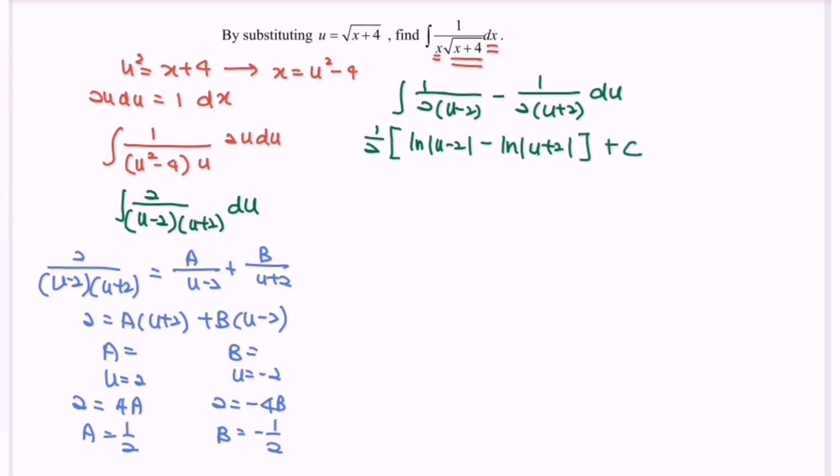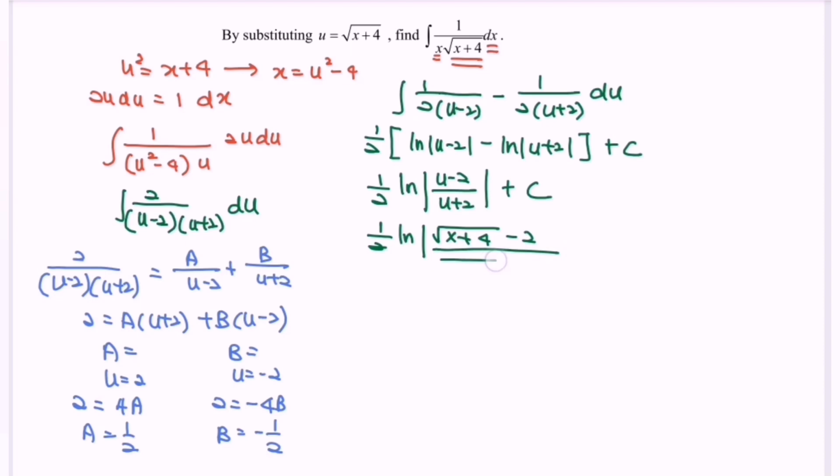Then combine the situation. So we have 1 over 2 ln bracket u minus 2 over u plus 2. Then do remember, substitute the u. So 1 over 2 ln modulus, we have square root of x plus 4 minus 2 over square root of x plus 4 plus 2, plus c.